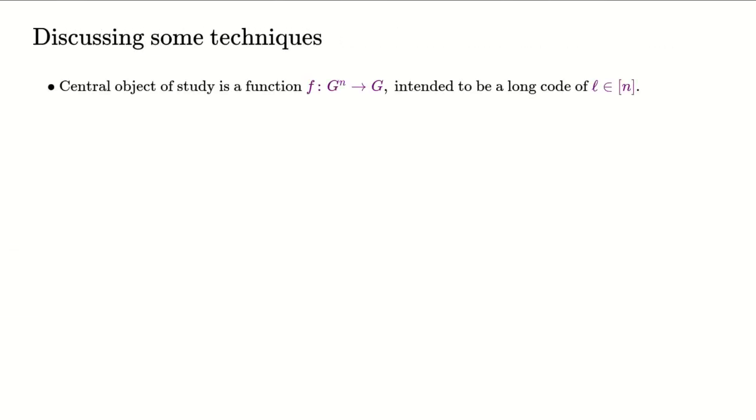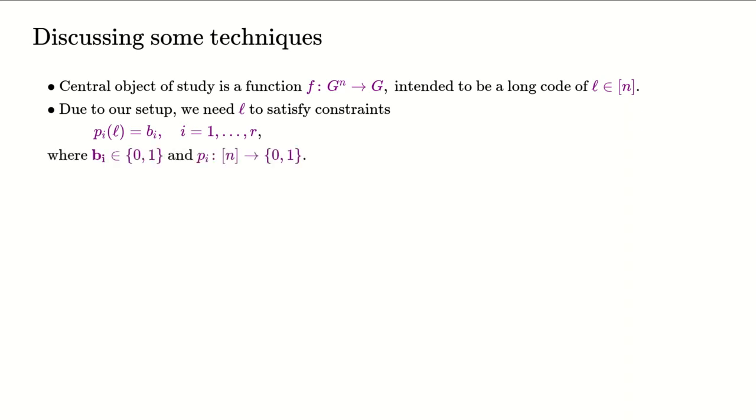The central object we are interested in is a function f mapping from G to the power of n to G. For those familiar with label cover reductions, let us remark that f is intended to be a long code of a label L, which is in range between 1 and n. Due to our setup for universal factor graph hardness, we need L to satisfy some constraints which can be expressed as π_i(L) equal to b_i, where i is ranging from 1 to r, and b_i are bits and π_i are functions mapping from an n-element set into the 0-1 set.